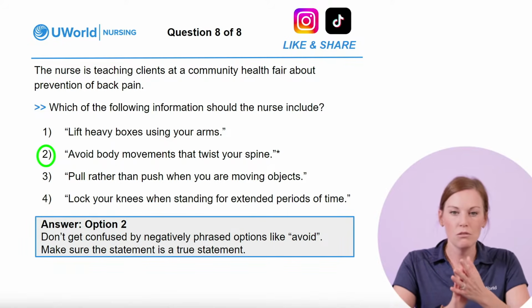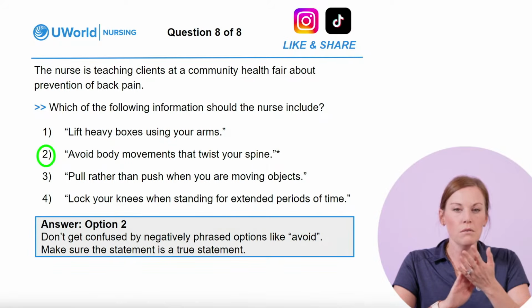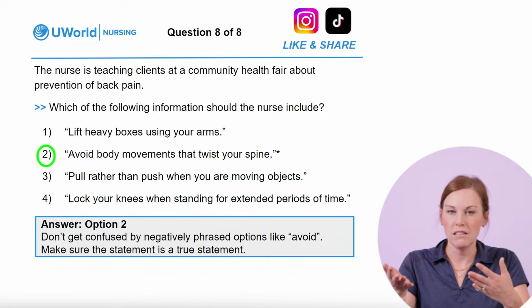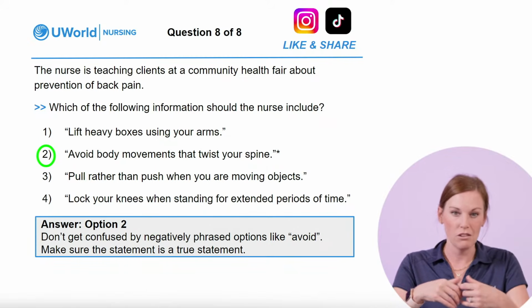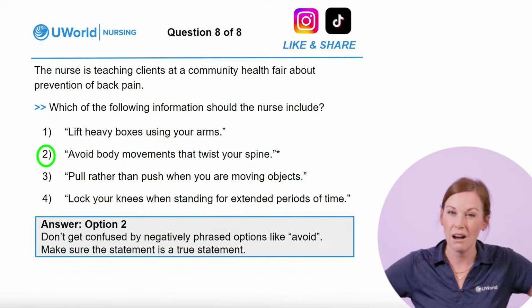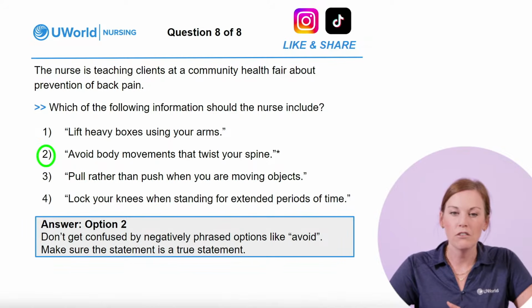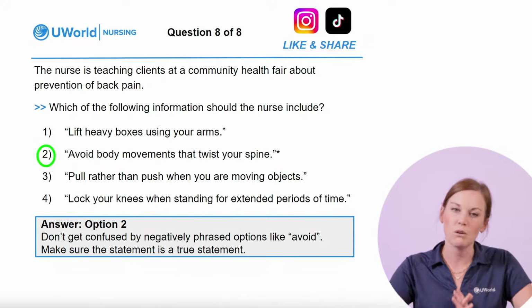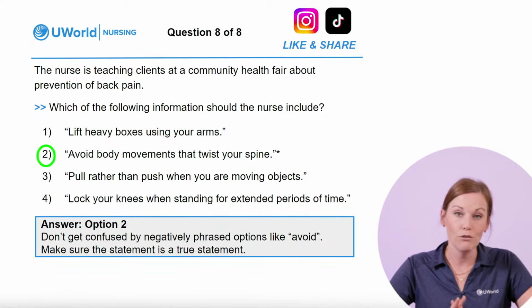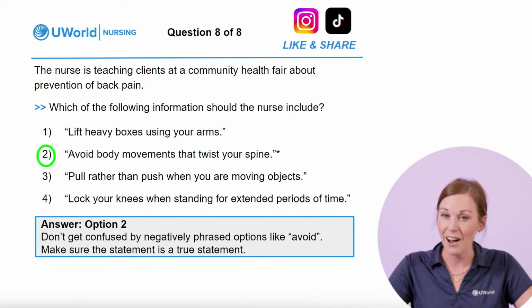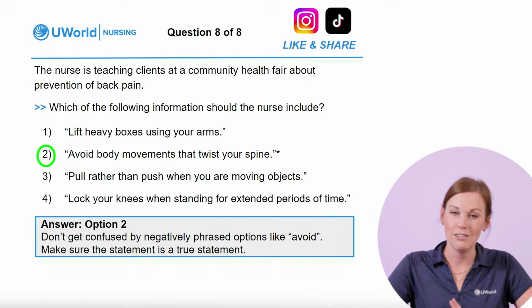What we're seeing in option 1, this is not something we would want to tell the client. We want to lift with our legs. We want to stabilize our core. We don't want to just use our arms. That's how we're going to hurt our back. For option 3, pull rather than push when you are moving objects. We want to push. We're going to have more strength and force behind us. And then option 4, you never want to lock your knees. That's how you fall over. So we do not want to lock our knees. That's not going to be good.